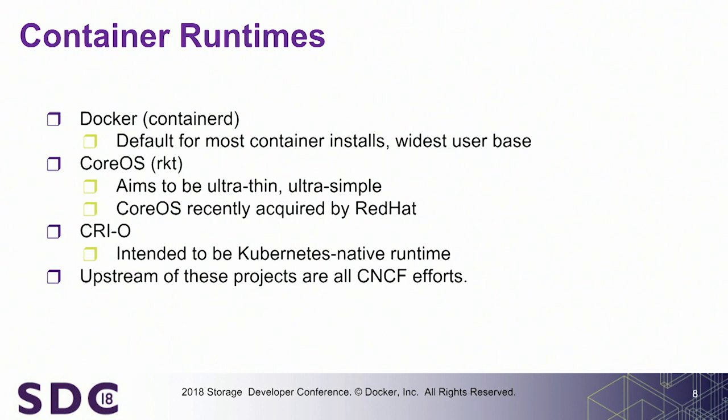The CoreOS company, which has the Rocket project underneath it, was recently acquired by Red Hat. So what's interesting is Cryo, which is the next container engine, is also developed mainly by Red Hat. So what's going to happen between Rocket and Cryo, we don't know yet. As a community, we don't know yet anyway.